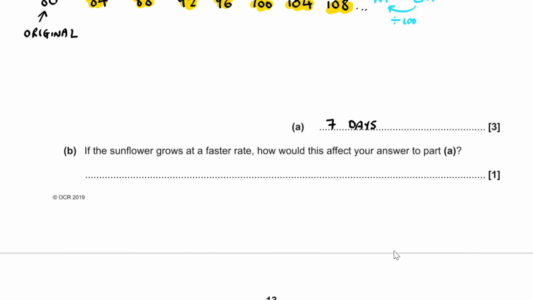And then for part B, if the sunflower grows at a faster rate, how would this affect the answer to part A? Well, of course it will take fewer days.